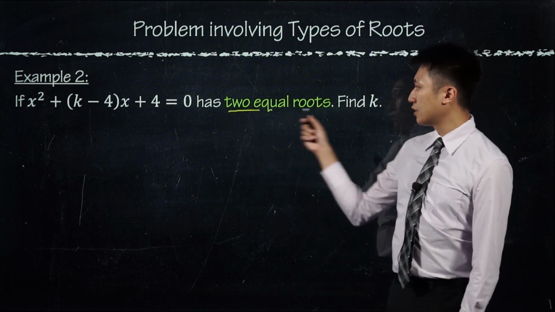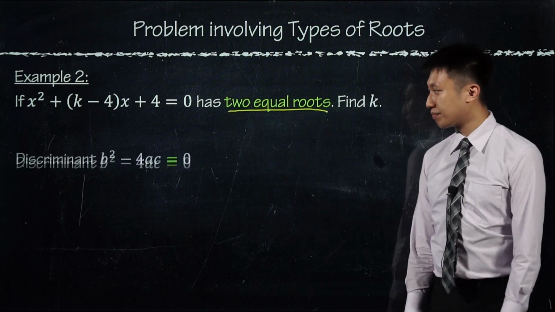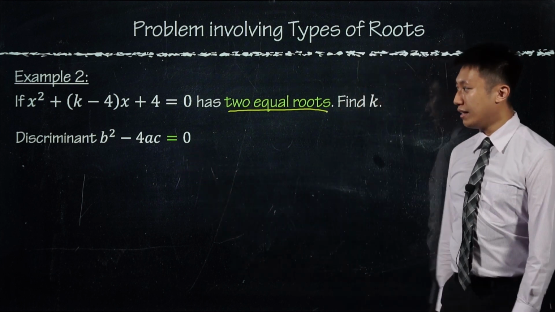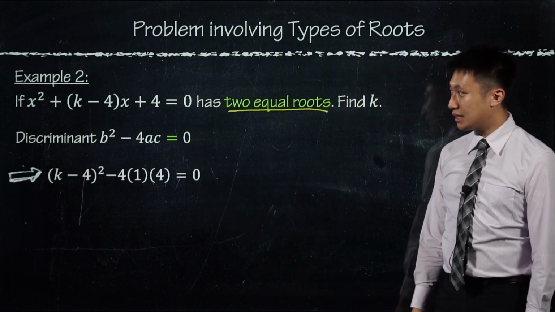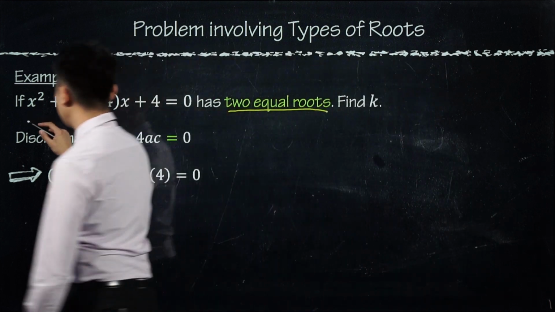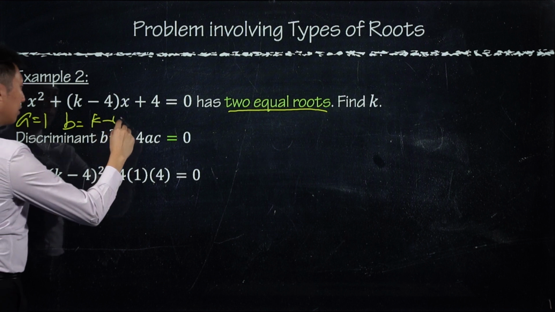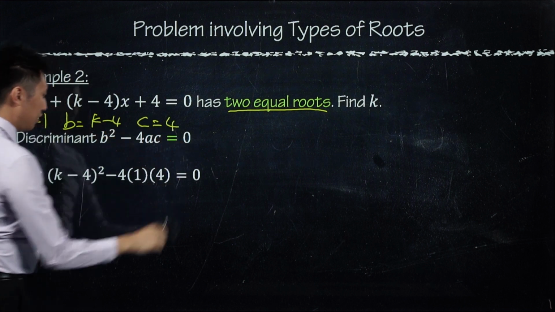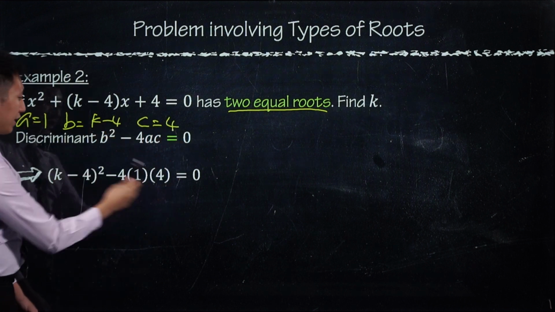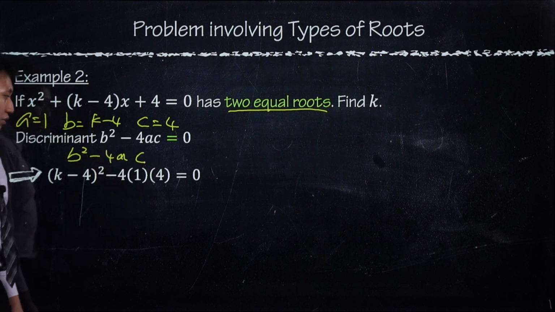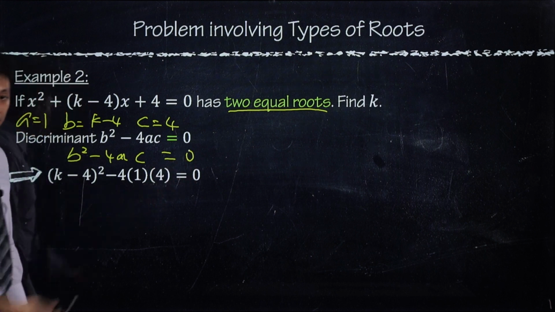Two equal roots means what? b squared minus 4ac equals 0. Then I figure out what my a, b, c are. This is my a: a is equal to 1. b is equal to k minus 4. c is equal to 4. I put it in b squared minus 4ac equals 0, and I got this one.